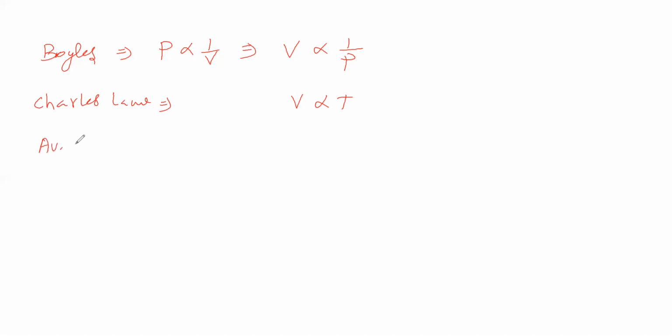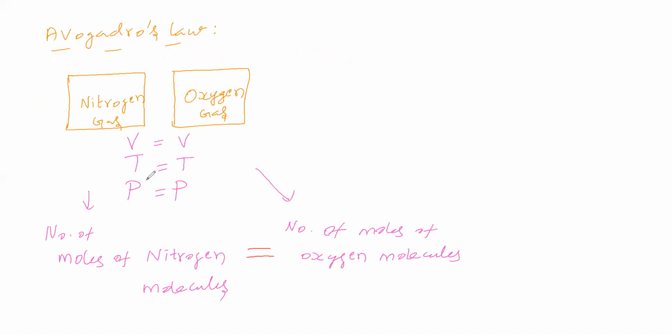Next law we are taking is Avogadro's law. What Avogadro's law says, that we will see. Here what are the conditions? Volume is the same, temperature is the same, pressure is the same, while the number of moles are equal. From this point of view, what Avogadro says is: keep temperature constant, keep pressure constant, then we can say the volume of gas is directly proportional to the number of moles. That's what Avogadro says.